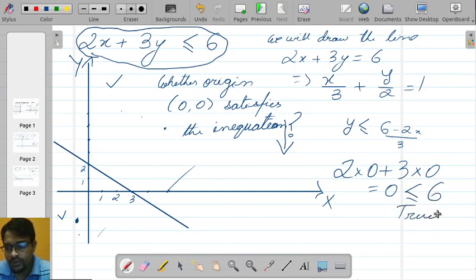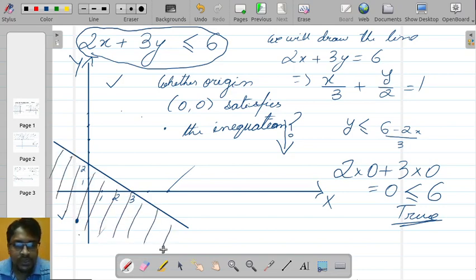0 is always less than or equal to 6. This is always true. So origin satisfies this inequation. That means the portion of the plane which contains the origin is the region represented by 2x + 3y less than or equal to 6. So this is the region represented by 2x + 3y less than or equal to 6.